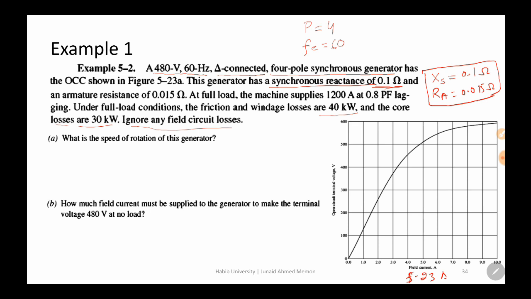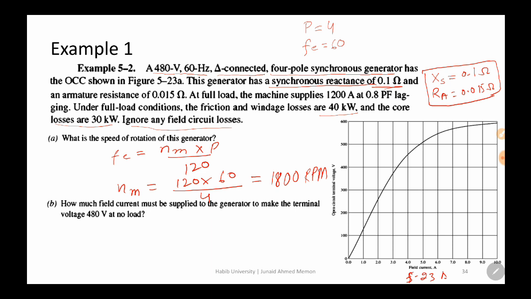Okay, so let's see what's being asked. First is, what is the speed of rotation of this generator? Very easy. So we know Fe is related to the mechanical speed by this formula. So we can rearrange this equation and we'll get Nm is equal to 120 times the frequency, which is 60 hertz, divided by poles, which is 4. If you substitute this expression, you'll get 1800 rpm.